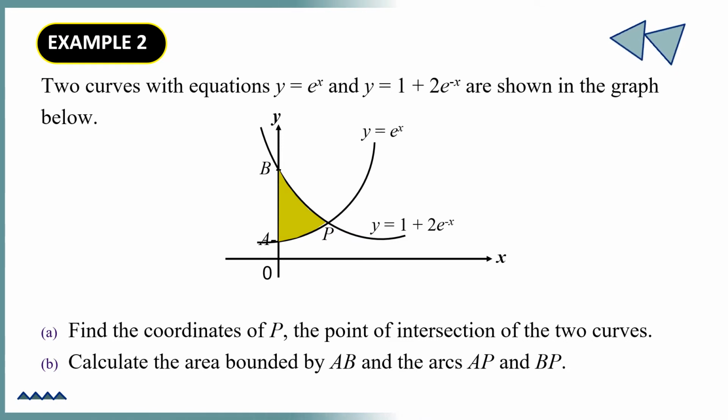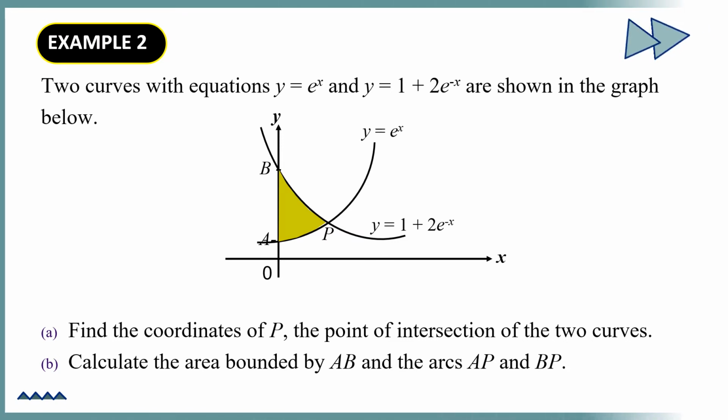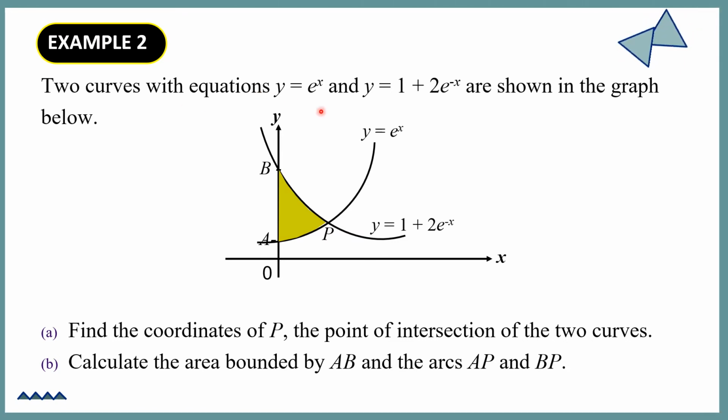Example 2. We are given two curves with the equation y equal e to the power of x and y equal 1 plus 2e to the power of negative x. Find the coordinates of P, the point of intersection of the two curves. Calculate the area bounded by AB, the arcs AP and BP.